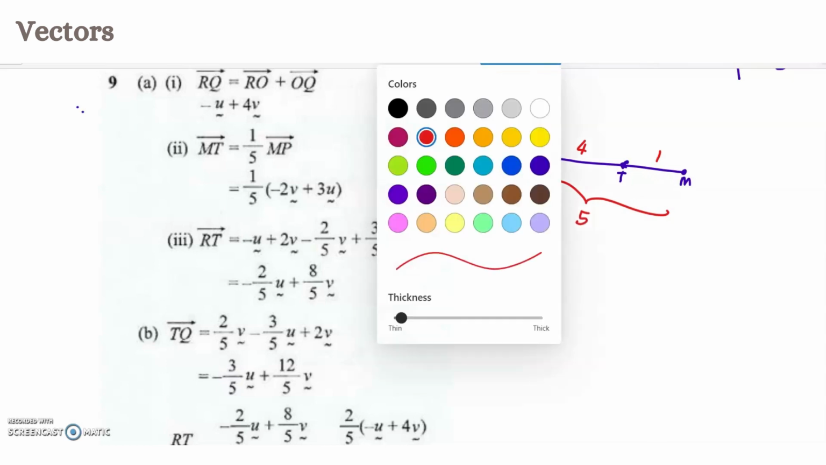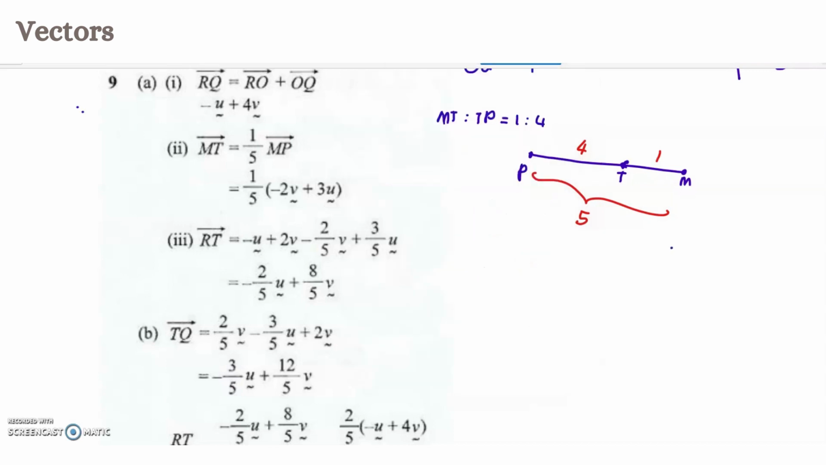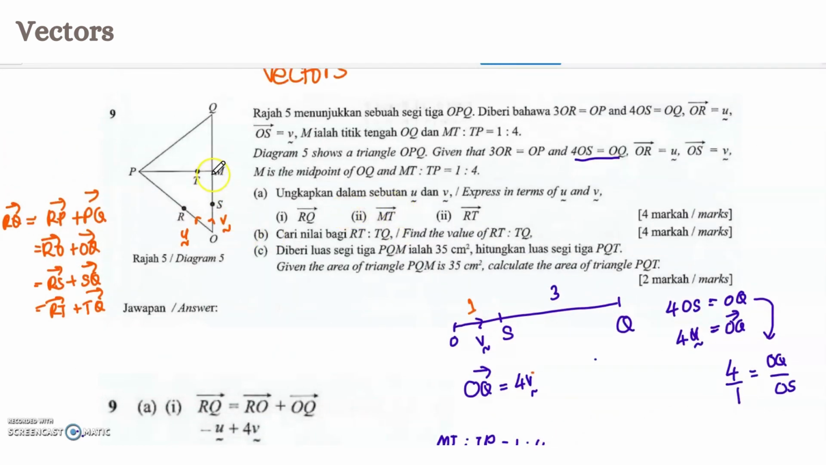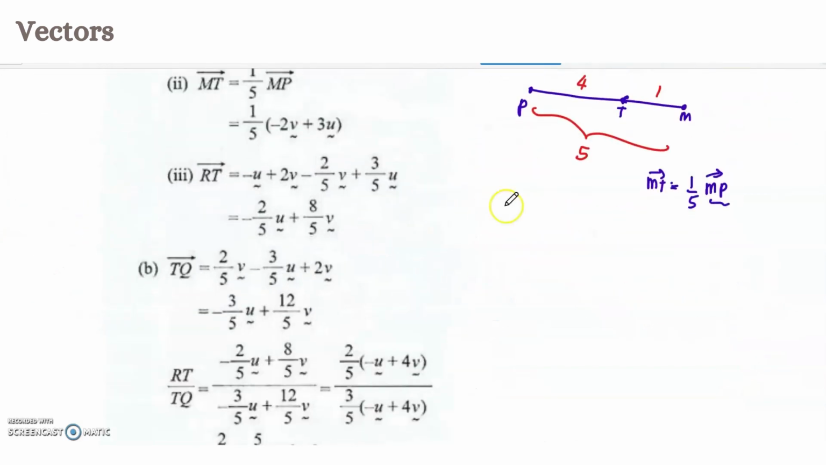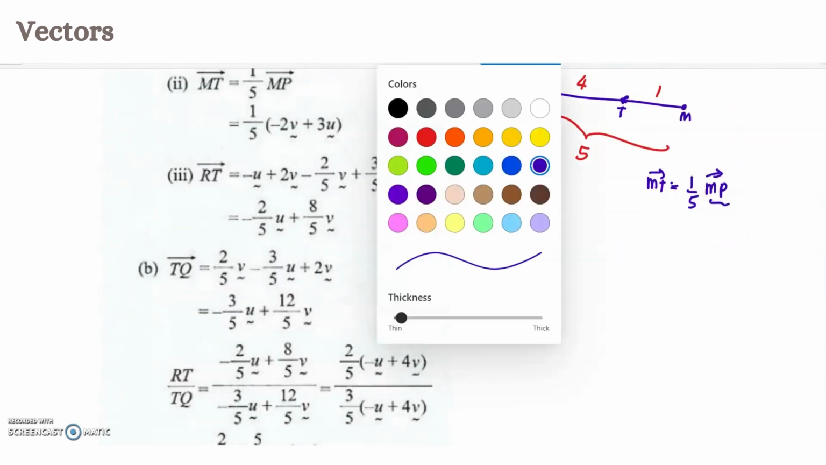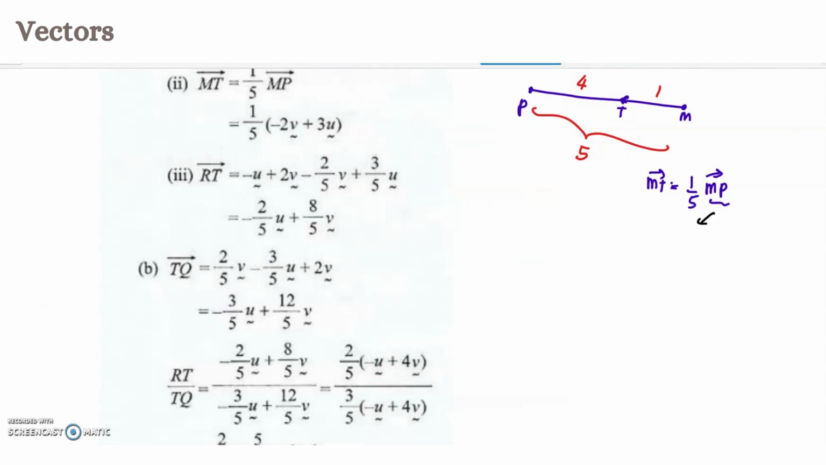Okay, so now we can use vector MT is equal to 1 over 5 MP. We use the arrow that starts with M and ends at P. So now we want to find what is MP. We can get MP from MO plus OP. Here we can choose the route, MP is equal to MO plus OP.